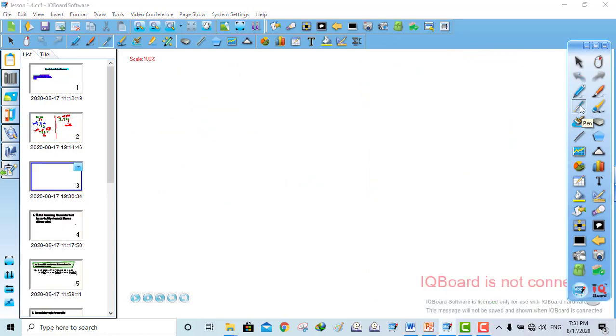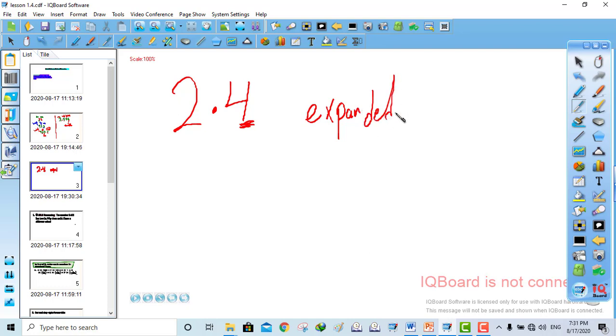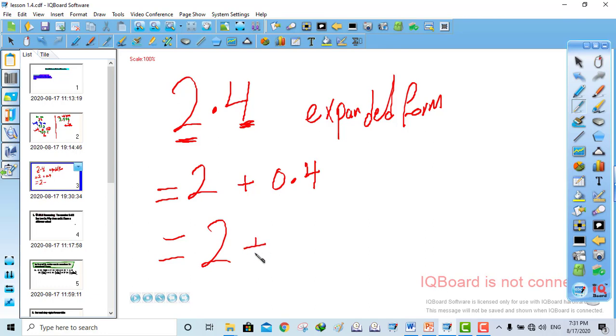Now, how to write this number in expanded form? For example, I have 2 decimal point 4. You can read it as 2.4 or 2 and 4 what? 4/10, because it's one digit after the decimal. So this 2.4, how to write it in expanded form? It's 2, this one in the ones place, so it's just equal to 2. And the other one here is, yes, 0.4. What if I want to write it in another way? You can write it as 2 plus this 4 in the tenths place, so it's 4 times 1 out of 10, because it's the tenths place.